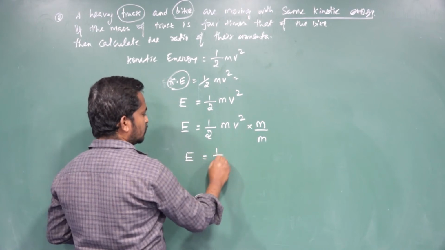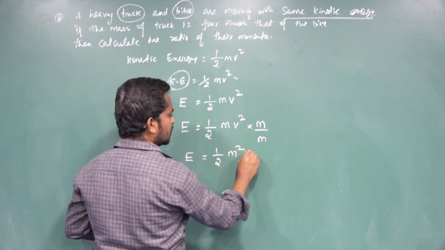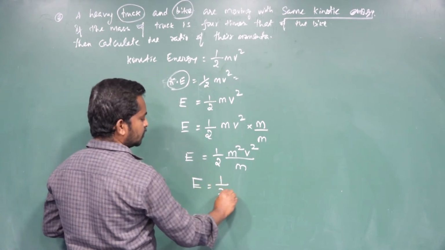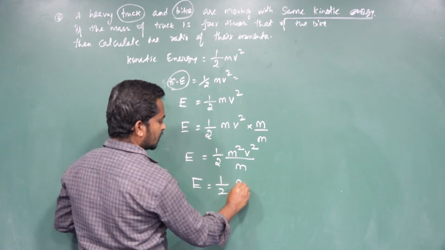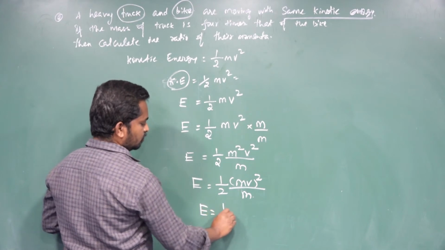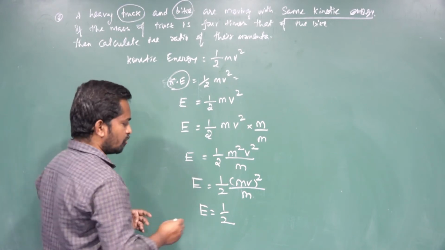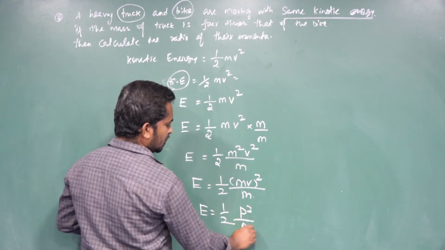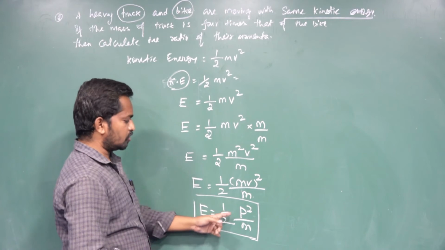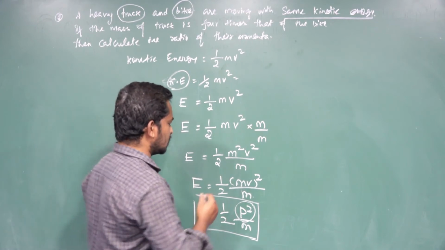Kinetic energy is equal to 1 by 2 m into m square v square divided by m. So kinetic energy is equal to 1 by 2 (mv) whole square divided by m. You know well, the product of mass and velocity is nothing but momentum, p square divided by m. So the relation between momentum and kinetic energy is E is equal to 1 by 2 p square divided by m.